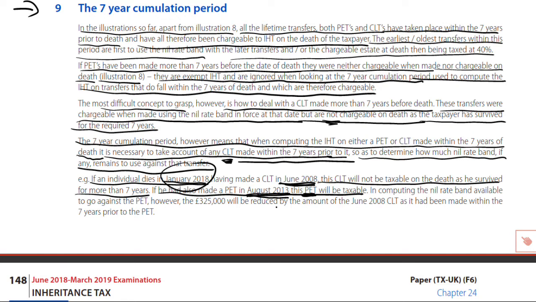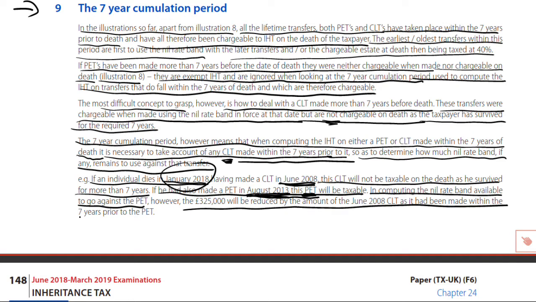Now what's that going to do? It means it could push some, if not all, of that August 13 PET out of the nil rate band and up into the 40% band. So in computing the nil rate band available to go against the PET, the 325 will be reduced by the amount of the June 08 CLT as it had been made within the 7 years prior to the PET.